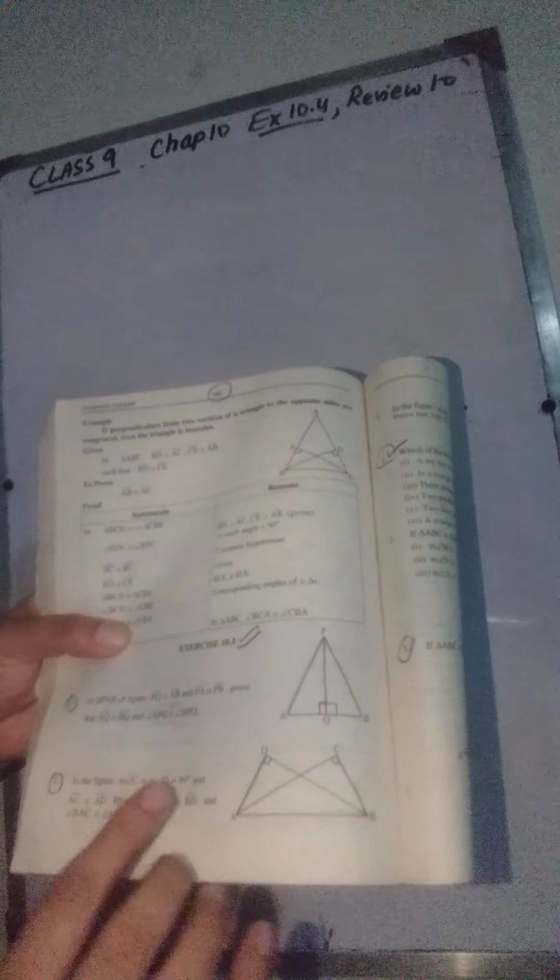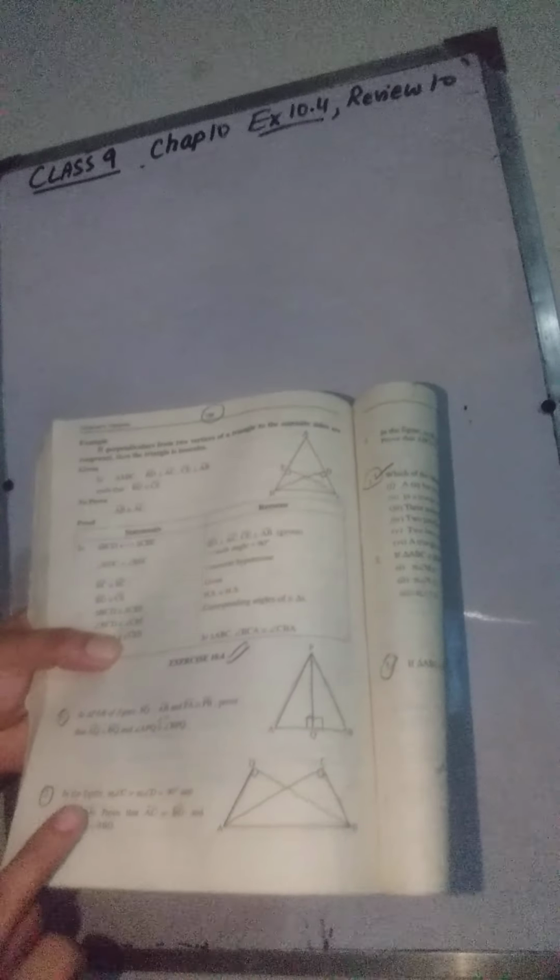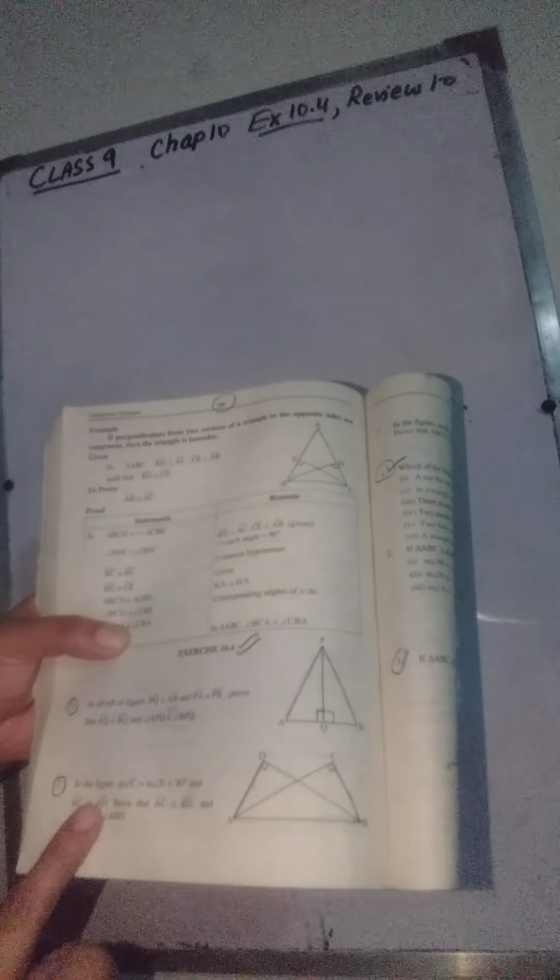Now question 2 of exercise 10.4. In this figure, angle C is congruent to angle D and is equal to 90. Angles C and D are 90 degrees, and BC is congruent to AD. It is given to us that BC and AD are congruent. Prove that AC is congruent to BD. We have to prove that AC, this side, is congruent to BD, this side.